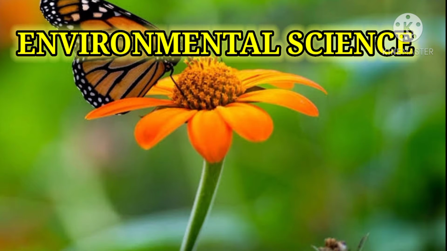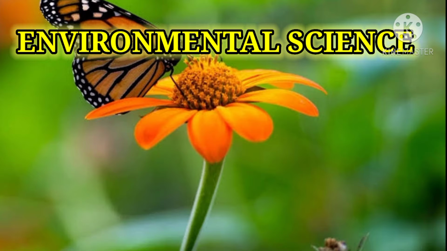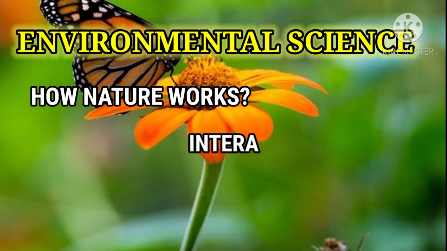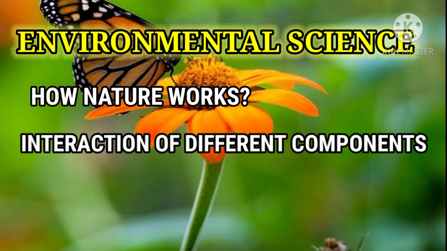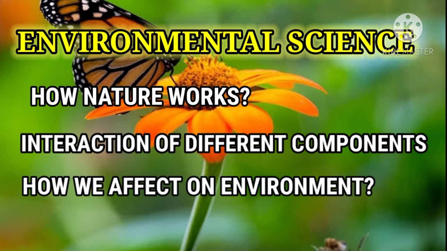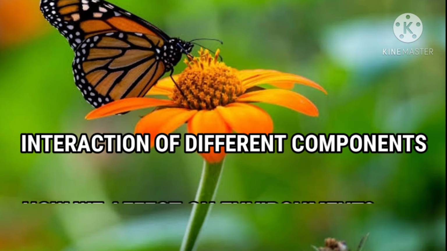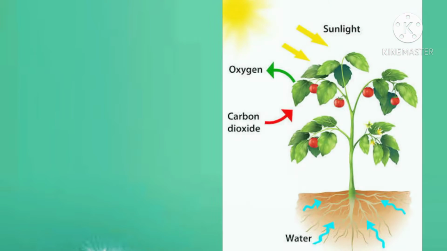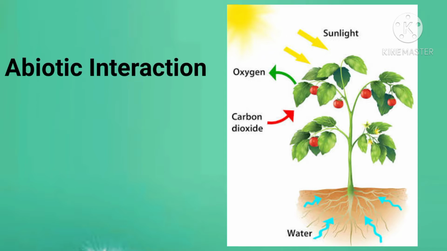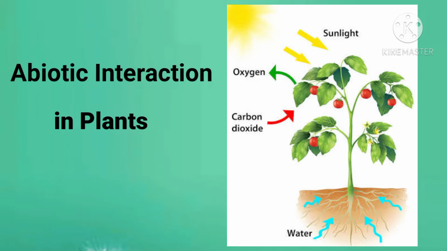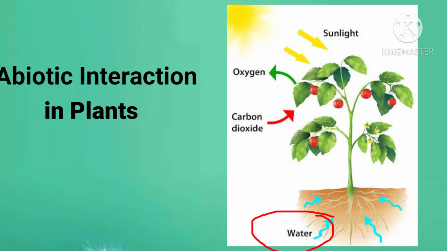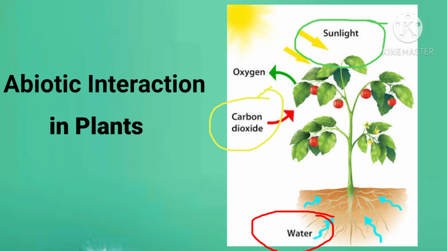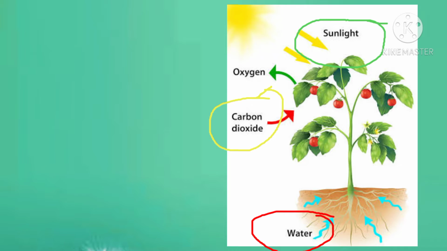In learning environmental science, it is very essential to understand how nature works, to understand the interaction of different components, and how we affect an environment. To further understand, let's take an example. A simple example would be a biotic interaction in plants. Water, sunlight, and carbon dioxide are necessary for plants' growth, aren't they?